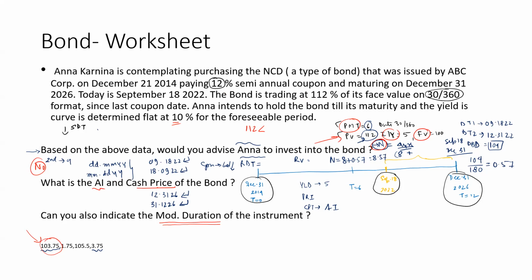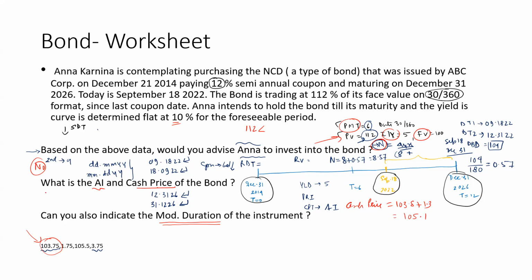Yeah, it is 1.3. Yes, sir, accrued interest was 1.3. So what is the cash price? Interest 1.3, so cash price is 103.8 plus 1.3. How much is that? 105.1. Am I right? Yes, sir.